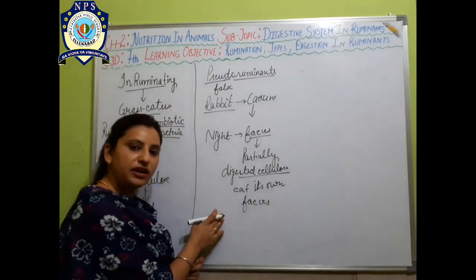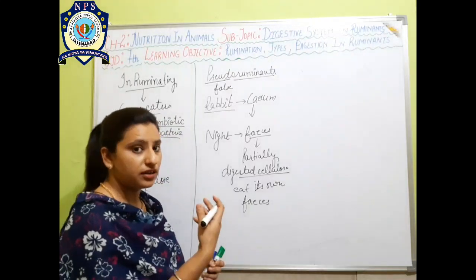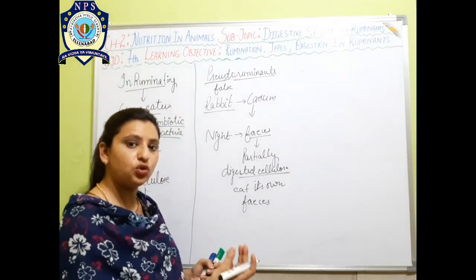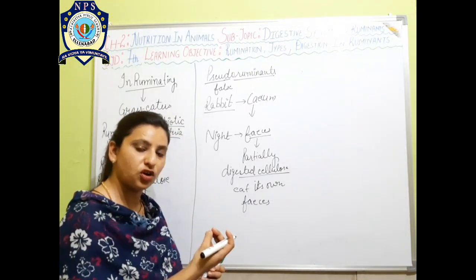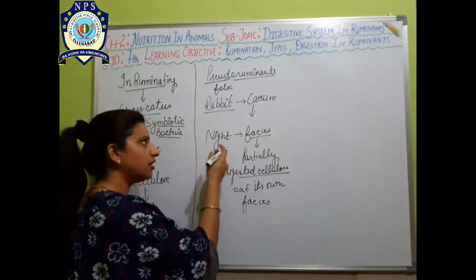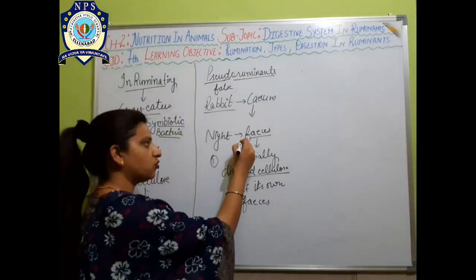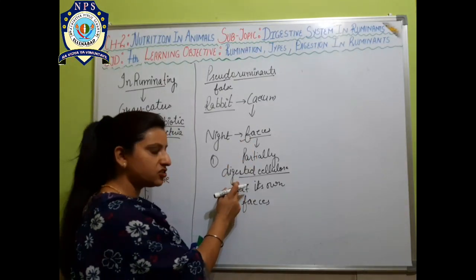Why is the rabbit eating its own feces? Because it does not have cellulase. So the rabbit is not able to digest the cellulose in its body because cellulase is not there. So firstly, when the rabbit eats the food, it comes out as feces from its body, and that has partially digested cellulose.